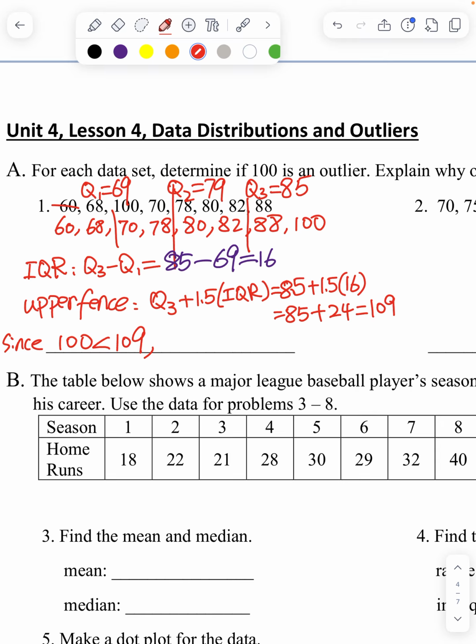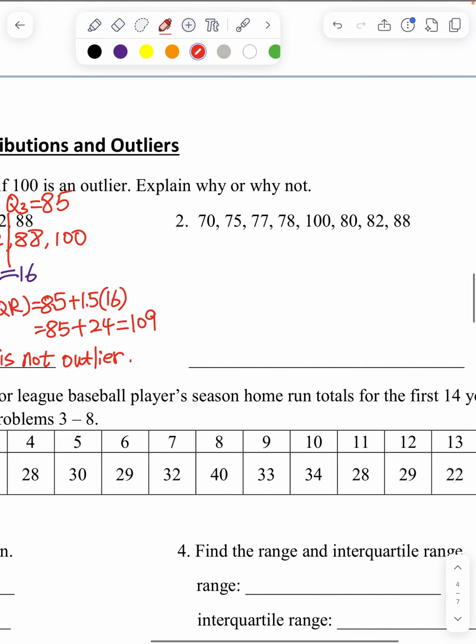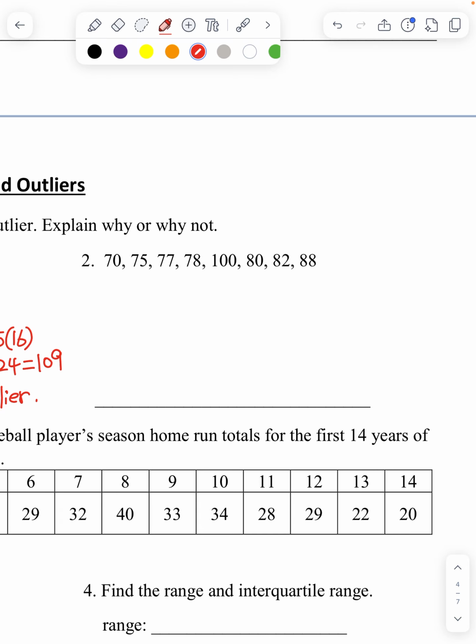100 is not too big, right? Not big enough to get out of the fence, because it's smaller than the fence. So 100 is not an outlier. So that's it. So 100 is not. Okay, number 2. Rearrange, reorder.